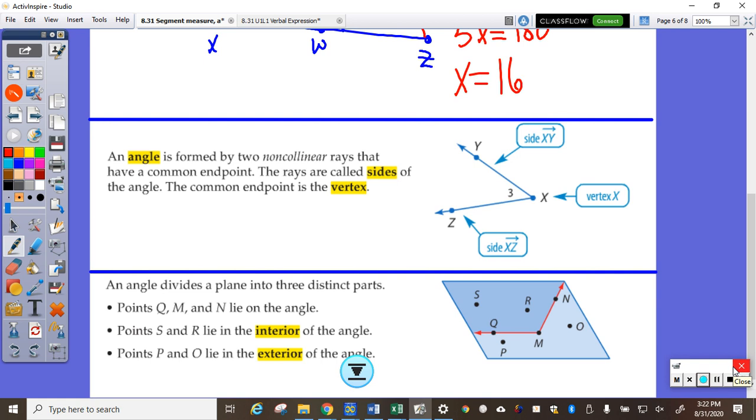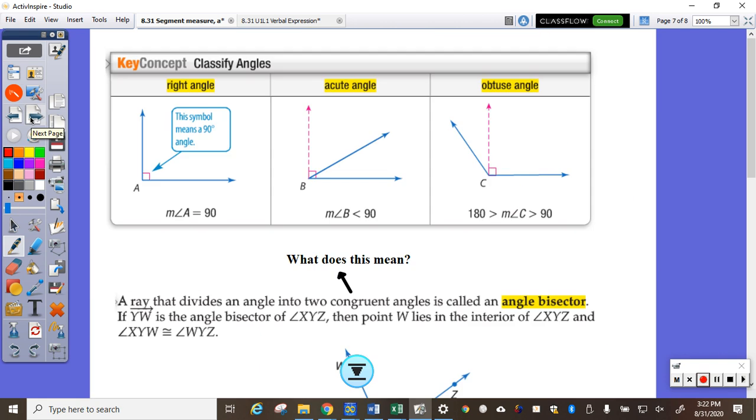All right, so again, an angle is formed by two non-collinear rays, so this angle right here and this angle right here. We can have the interior and exterior of the angles. This is my angle. These 2 points are on the interior. These 2 points are on the exterior. The values of the angles themselves, we can have a 90-degree angle, an acute angle, or an obtuse angle. Right angle, 90 degrees, an acute angle less than 90 degrees, and an obtuse angle anywhere between 90 and 180 degrees.